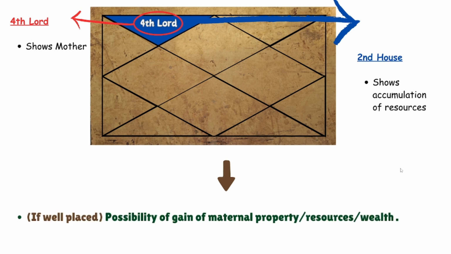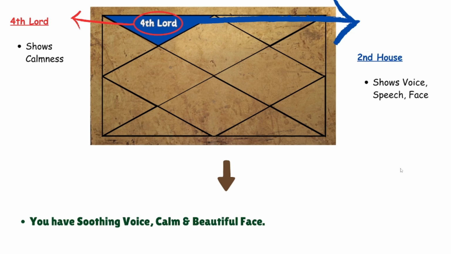Now, the fourth lord shows mother, and the second house shows accumulation of resources. So, if this placement is well placed, then the possibility of you gaining the maternal inheritance, maternal properties, resources, maternal wealth, is very high. Now, the fourth lord shows calmness, because the fourth house is the natural house of the Cancer zodiac sign.